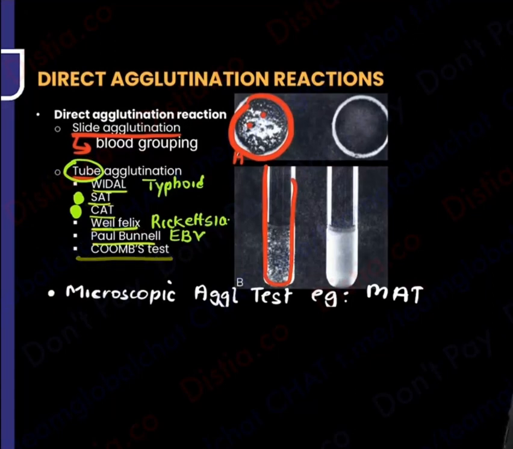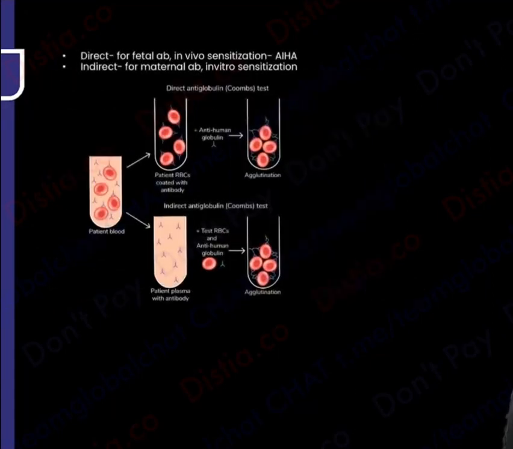Now what is left? Coombs test. Okay, so what do you need to know about the Coombs test? There is a direct Coombs test and there is an indirect Coombs test. So please note, very commonly you will be doing this direct and indirect Coombs test in obstetrics and gynecology.